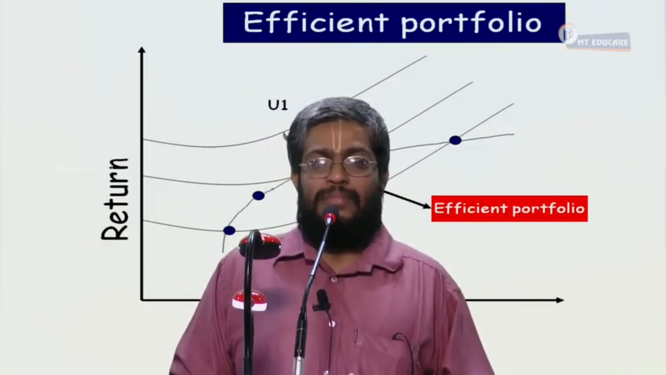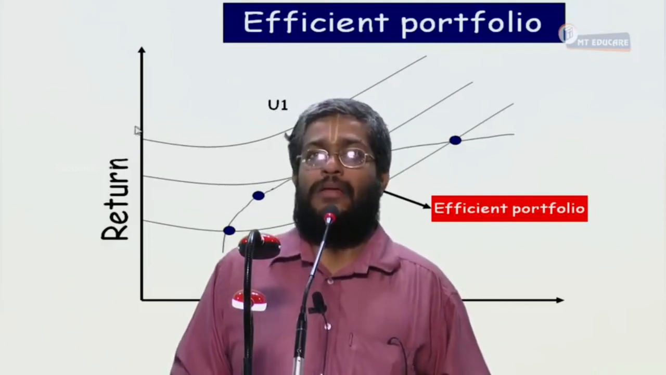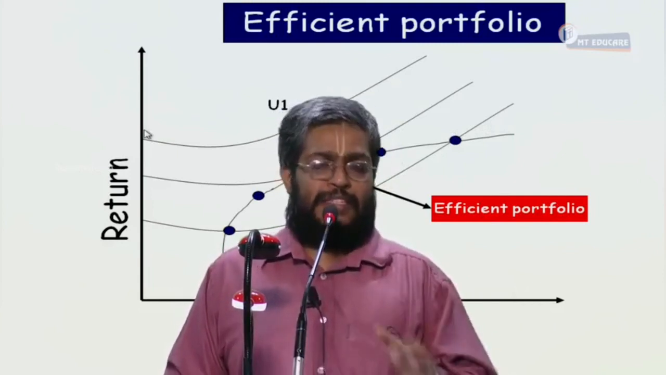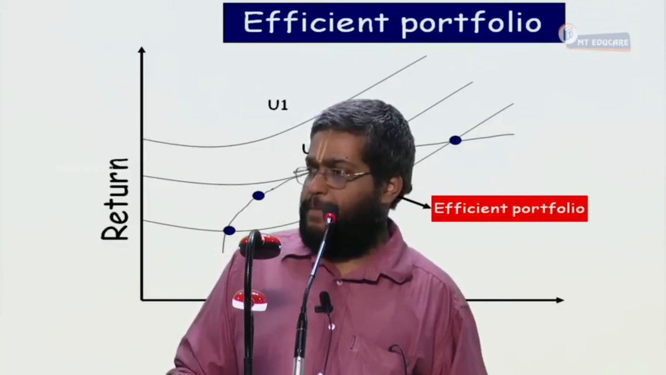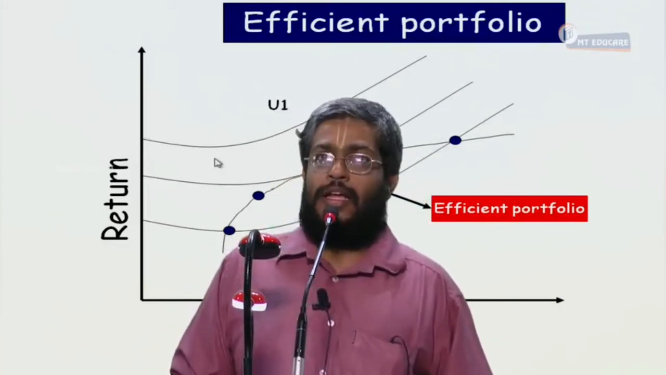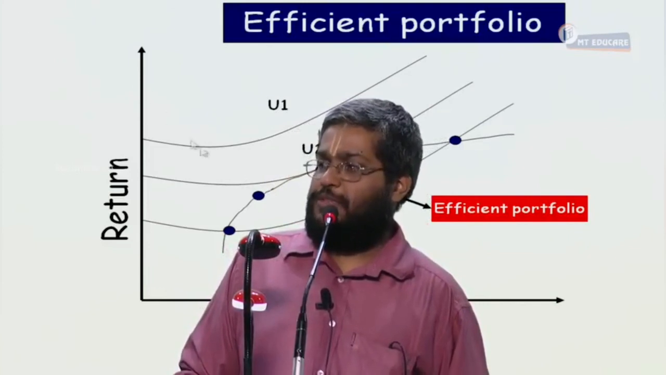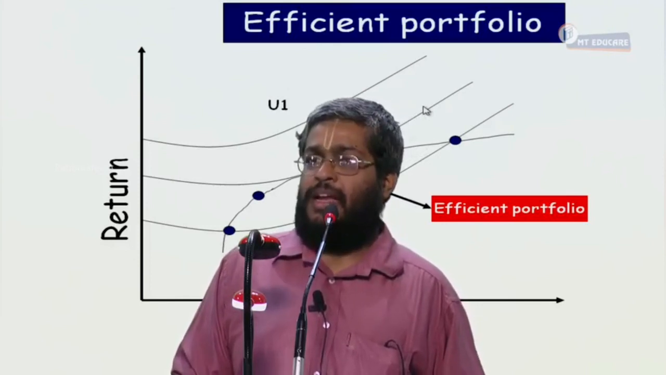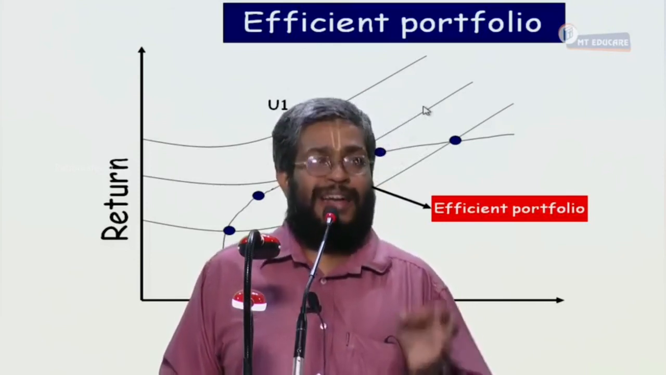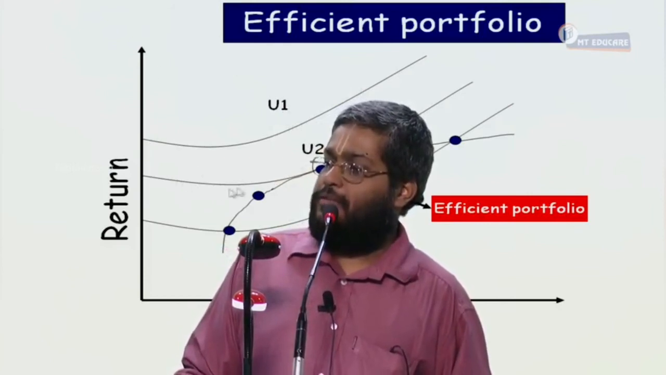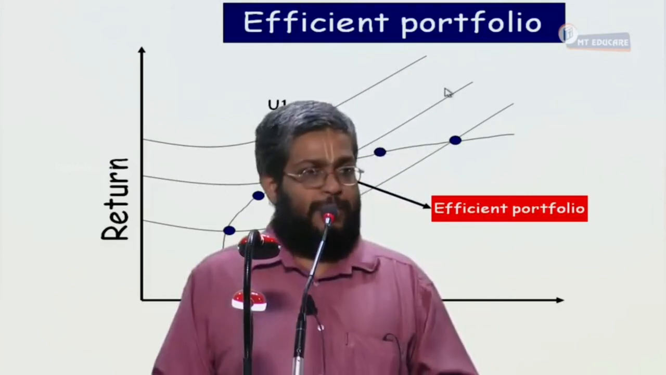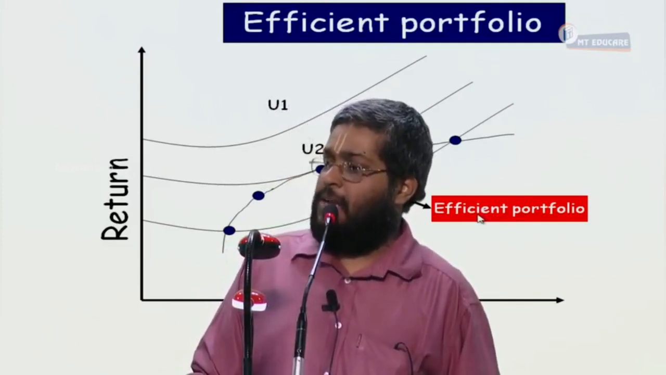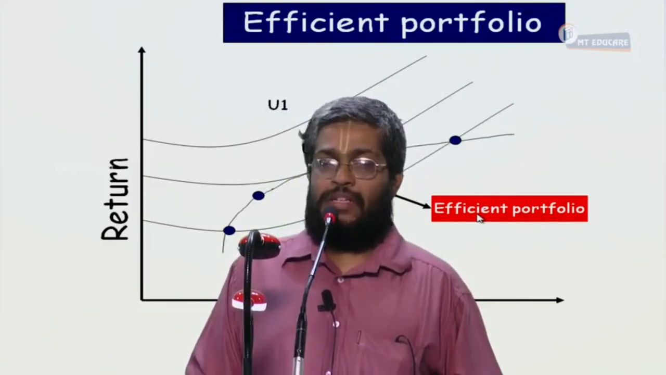Point number 5. The utility curve will first touch the efficiency frontier at the point of what? Tangency, which is called the efficient portfolio.